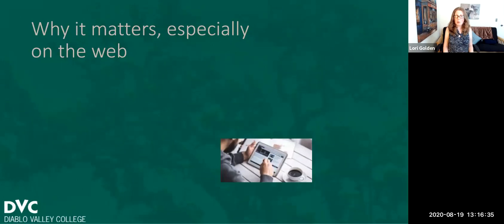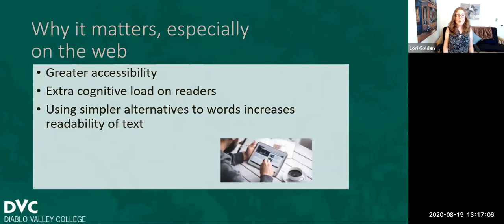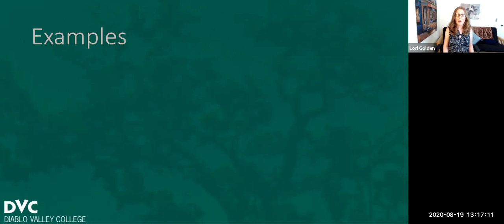It may seem really simplistic in theory, but it really matters for reading comprehension online and for greater accessibility. So think about the students where English isn't their first language, or maybe their parents are helping them and English is not their first language. And when we have more information, longer sentences, bigger paragraphs, a whole web page full of paragraphs, it just becomes that much more of an extra cognitive load on our readers. So again, we want to simplify, use alternative words, and help increase the readability of that text.